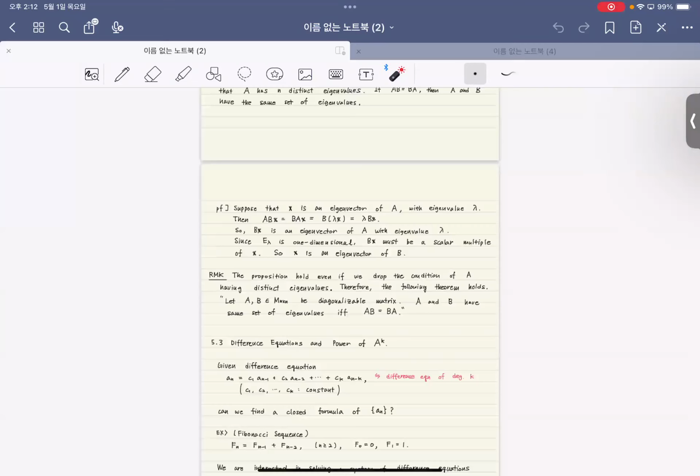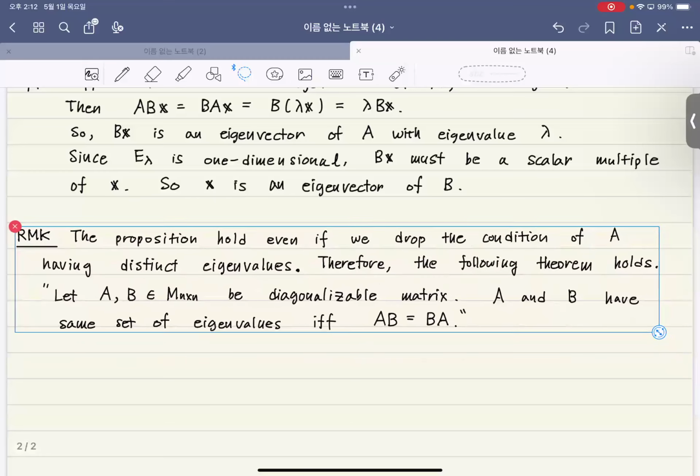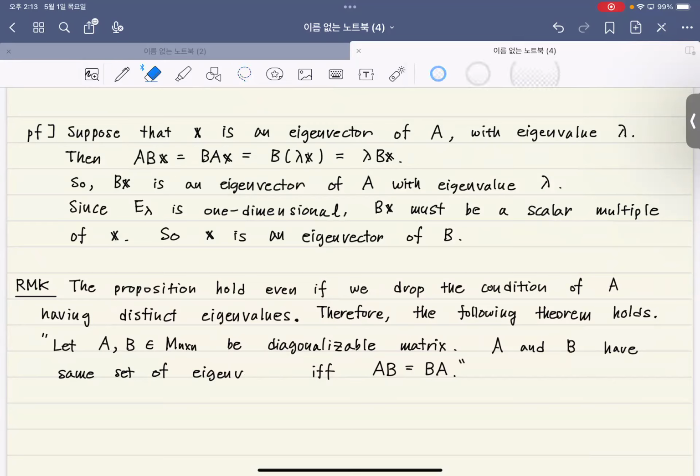Actually, I can say even more than that. The above proposition is also true even if we drop the condition of A having n distinct eigenvalues. That means if A and B are both diagonalizable matrices, then A and B commute if and only if they share exactly the same set of eigenvectors.